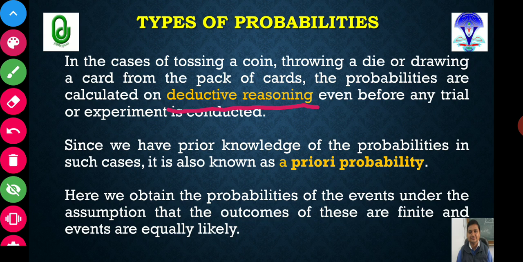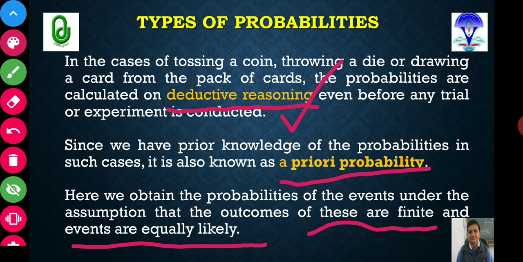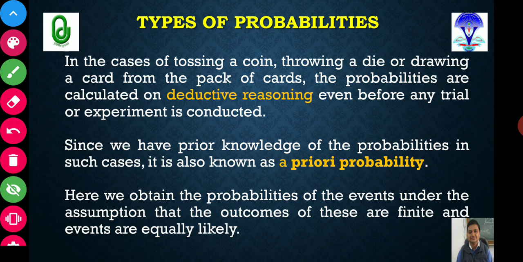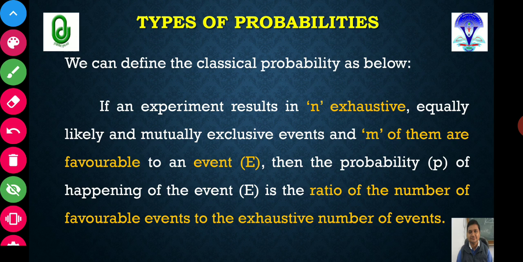Why are we able to know the result by deductive reasoning? Because we have prior knowledge about the probability in such cases. It is also known as a priori probability. Here we obtain the probability of the event under the assumption that the outcomes are finite and events are equally likely. So whenever somebody asks what is mathematical probability or classical probability or a priori probability, you have to tell that the total number of the sample space is finite and events are equally likely. We have prior knowledge of the total number of events or possible outcomes. So that is why it is called a priori probability. Now we can define the classical probability as below. We'll go into more detail about the classical probability or a priori probability.